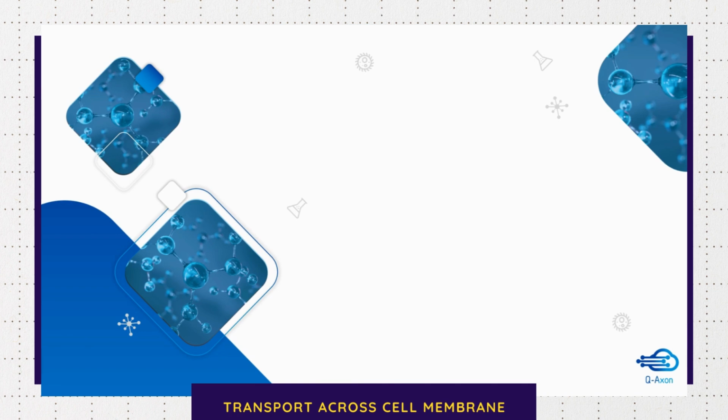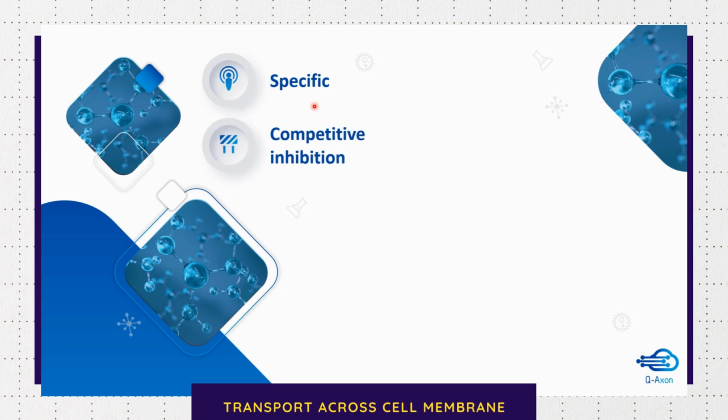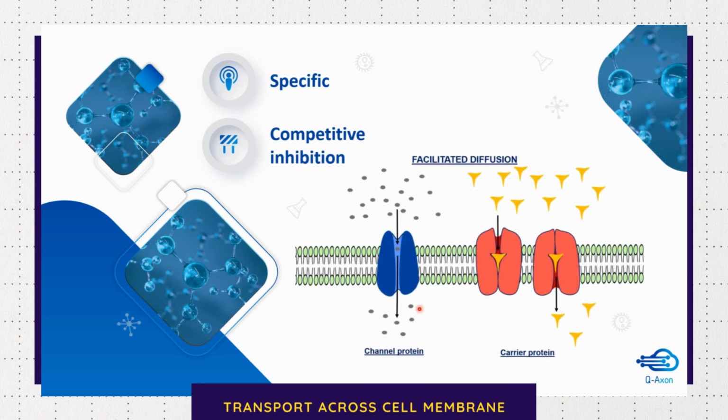Then the second feature of facilitated diffusion is that it is specific. For simple diffusion, we said that any substance which is lipid soluble can cross the membrane, but here we have carrier proteins specifically for a particular substance, and for that same reason, facilitated diffusion follows competitive inhibition. Specific means there will be channel proteins specifically for sodium ions or specifically for potassium ions. So, we call them potassium channels, sodium channels or chloride channels. Similarly, carrier proteins are also for a particular substance.